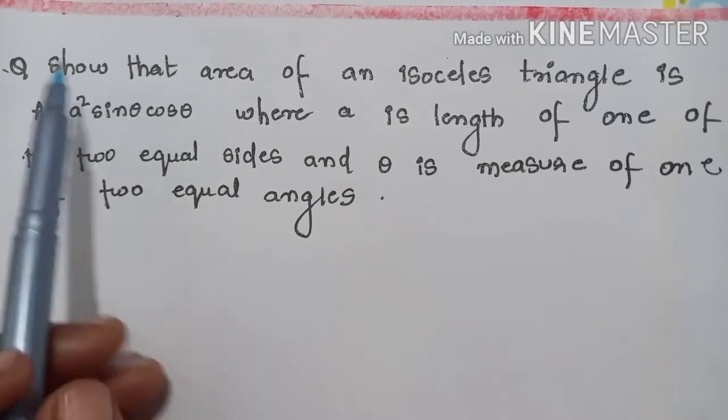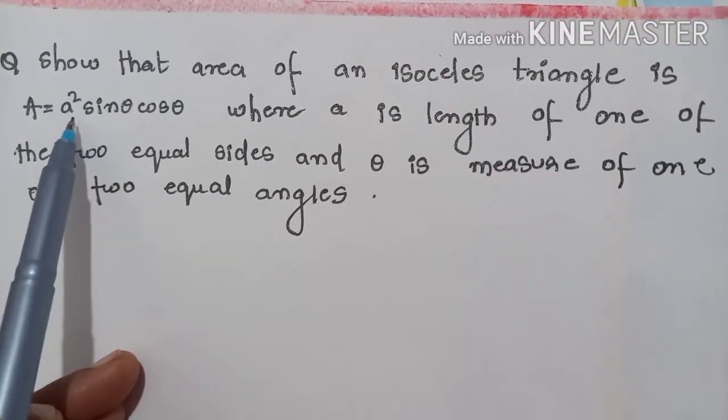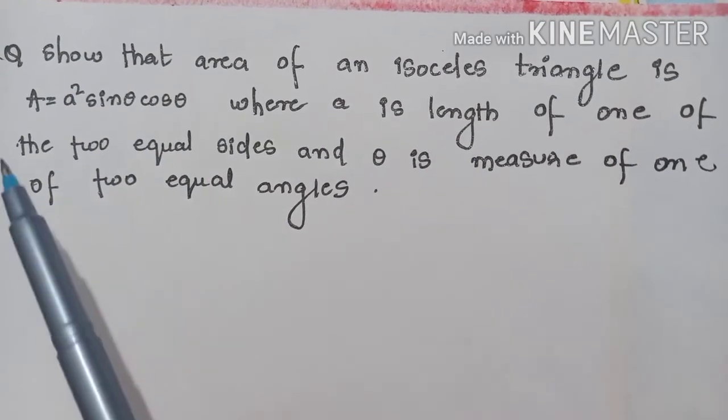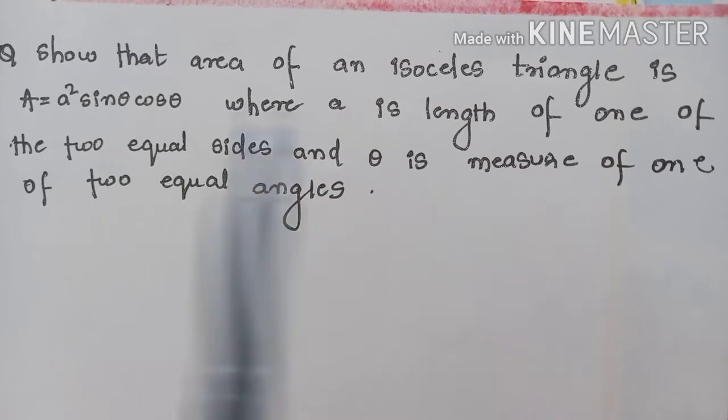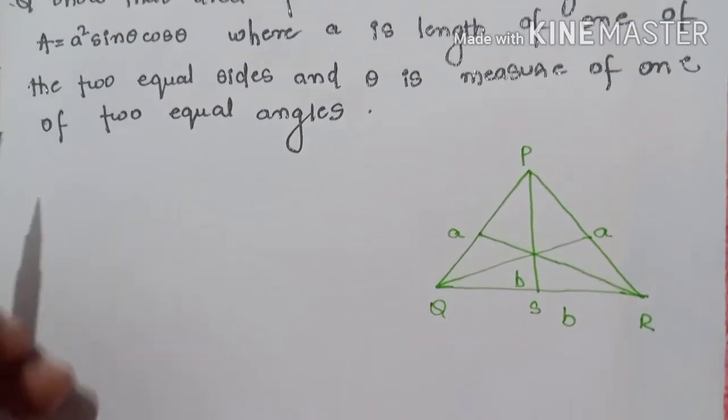Now here is the second question. Show that the area of an isosceles triangle is A equals a square sin theta cos theta, where a is the length of one of the two equal sides and theta is the measure of one of the two equal angles. Now let us start the solution.